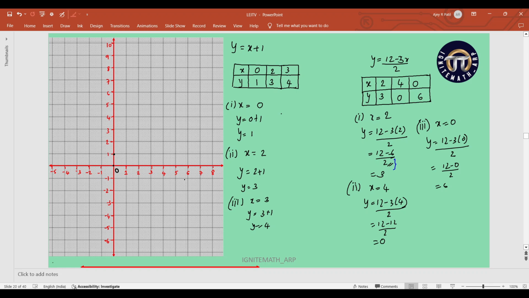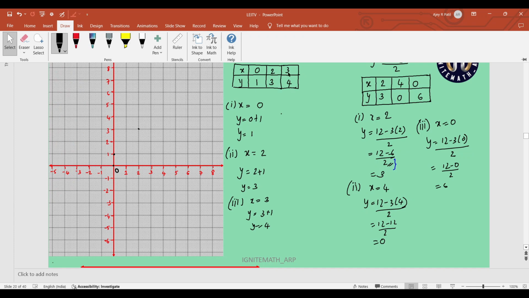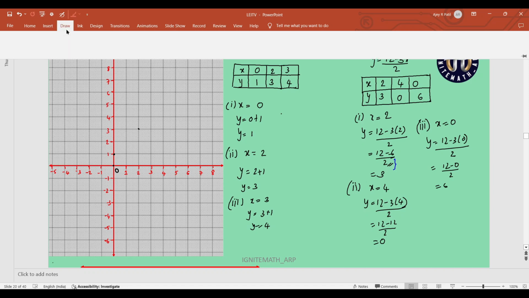Then x equal to 2, y is equal to 3. This is the point. Are you able to see, children? This is the point over here. See, the first point I have done over here. This is the other point, and this is the other point that I have got. Clear? So now I will go ahead with the next value, that is x equal to 3, y equal to 4. This is the value over here.